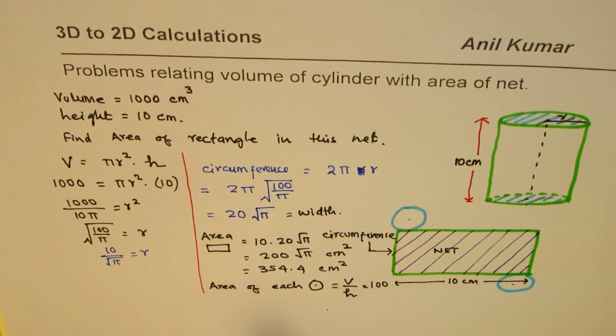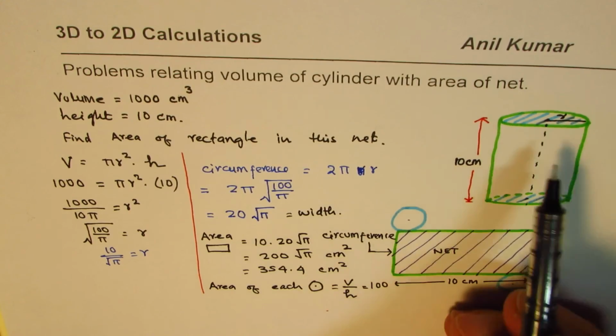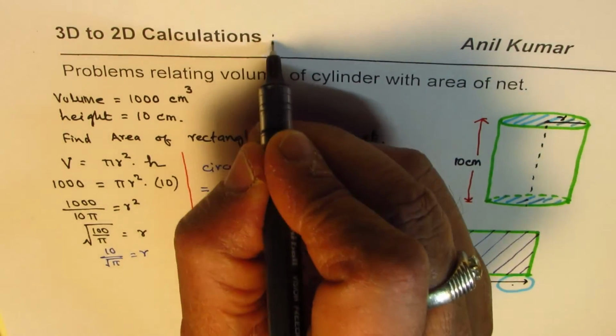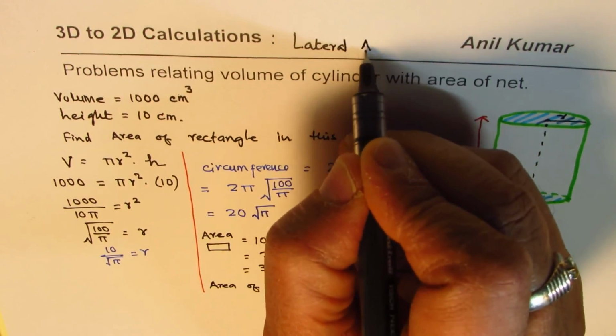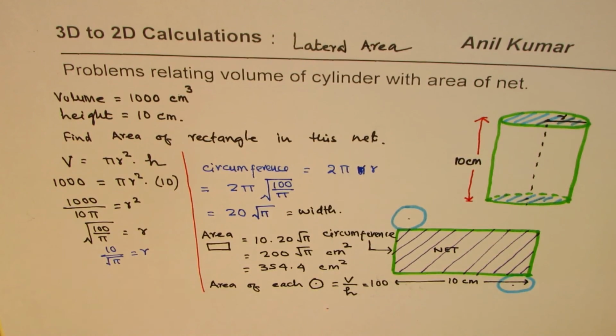So that was simple. Now the idea was to find the area of the rectangle, which is also treated as lateral area. So in our question we actually found the lateral area of a cylinder, right? So that is the method to find the lateral area of a cylinder.